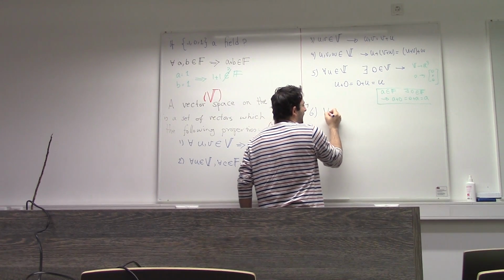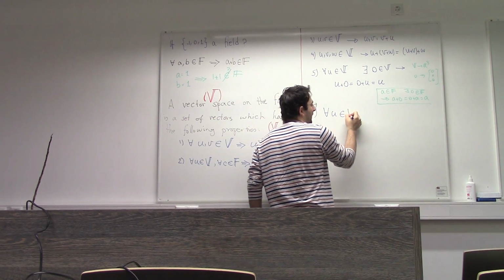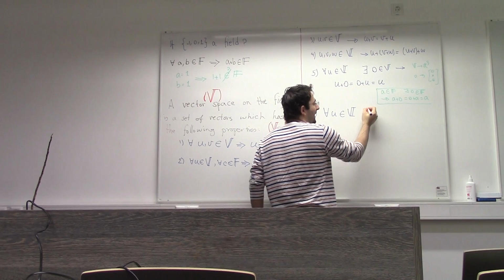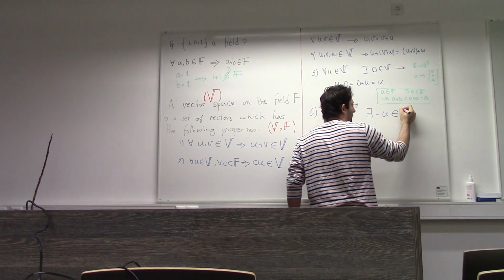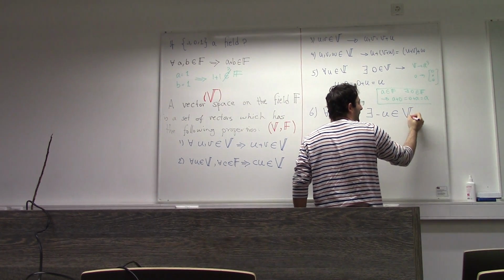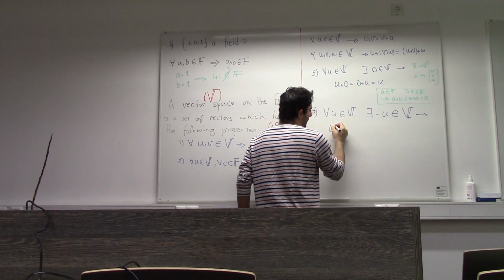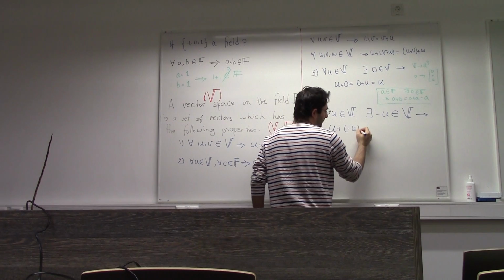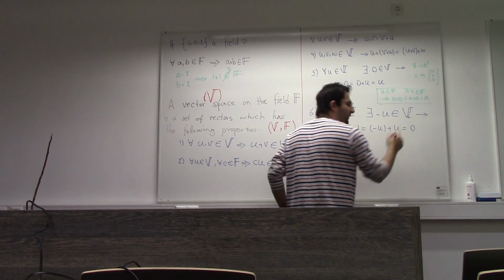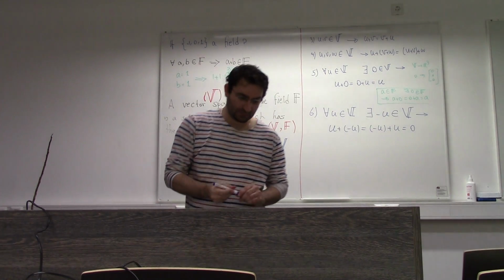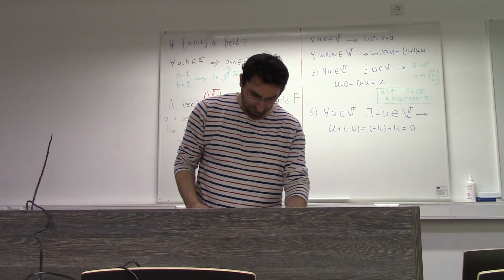For any U belonging to V, there exists a minus U belonging to V, where we have U plus minus U is equal to minus U plus U, which is equal to 0.